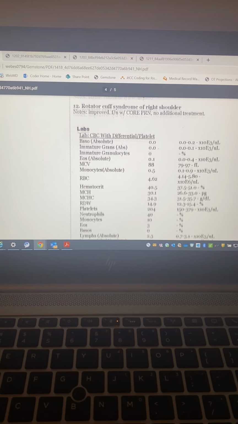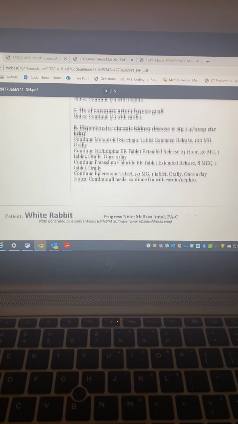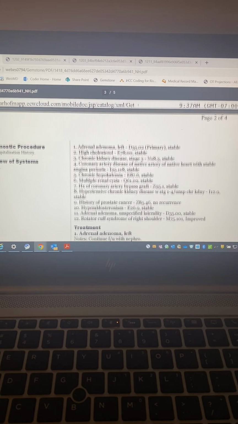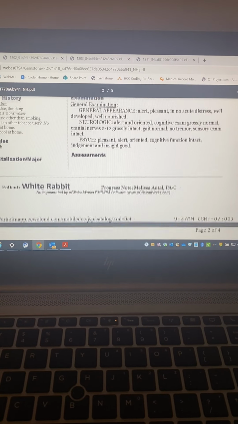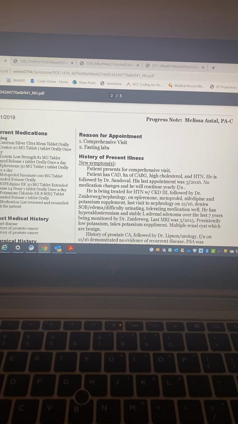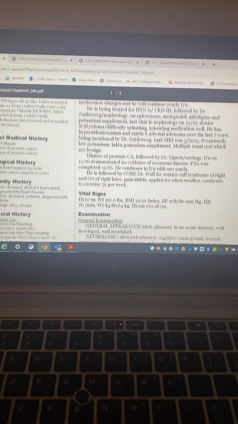Oh, I might have gone to a second chart. Let's see. Because I think I have two charts in here. Nope. Same chart, just a long chart. Okay, there it is. So let's follow to the end of the chart.